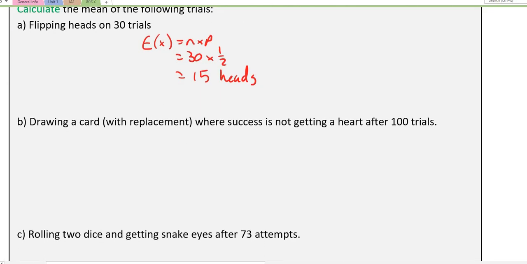Drawing a card with replacement where success is not getting a heart. How many trials am I doing? What's the probability of not getting a heart out of a deck of cards? Or how many suits are there? 4 suits. Not getting a heart leaves 3 suits left over. 3 out of 4. 3/4 of 100 is 75 wins.